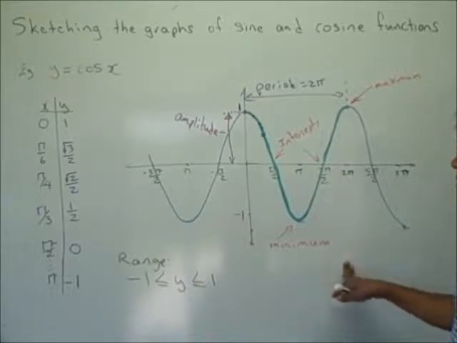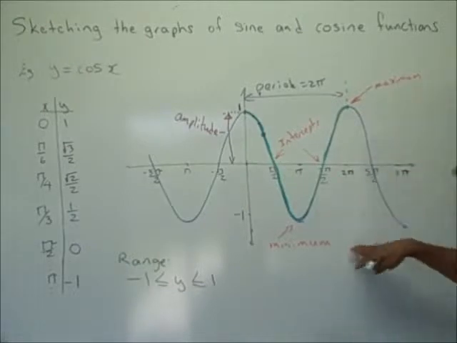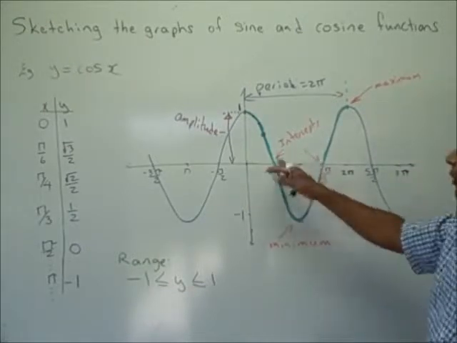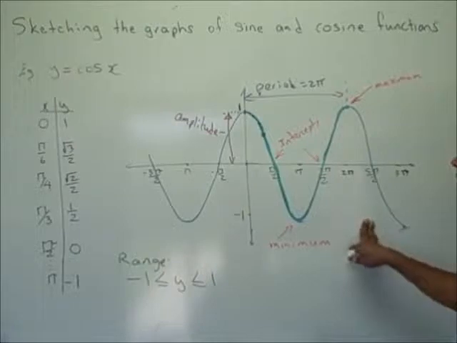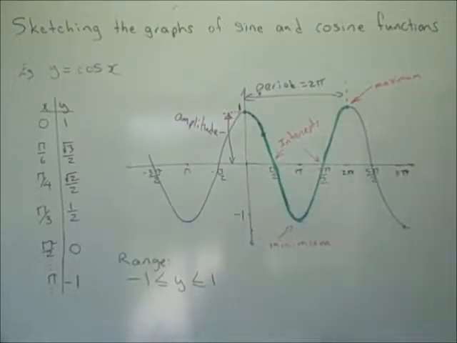In sketching our sine and cosine curves, it's very important to know what our maximum and minimum points are, and also what our intercepts are. Similarly, the period and amplitude will play an important part in sketching these curves. Now let's look at a few examples.